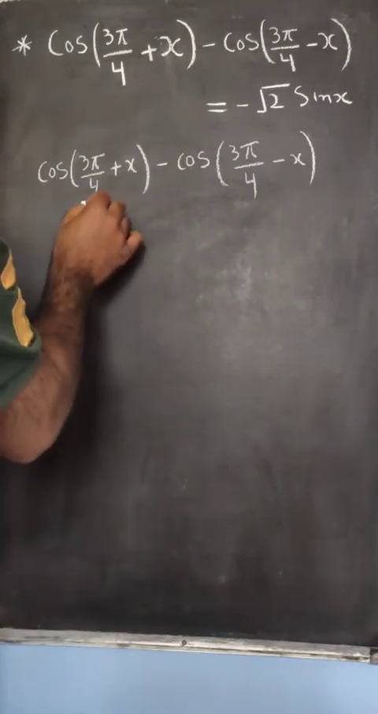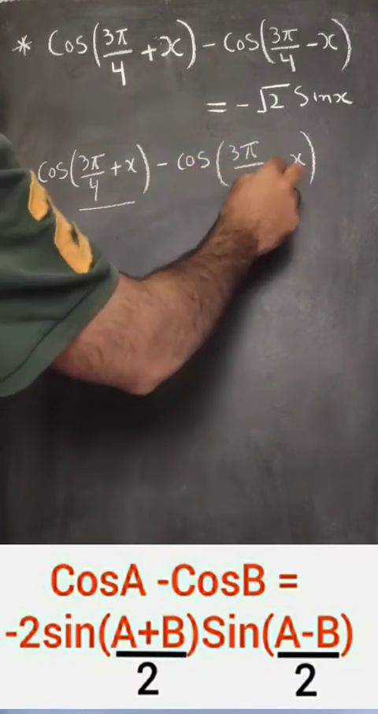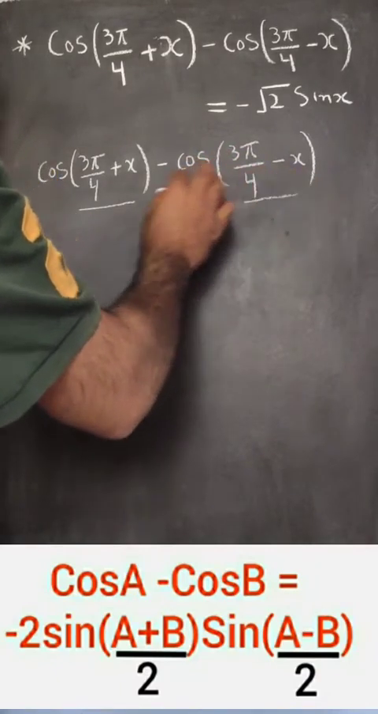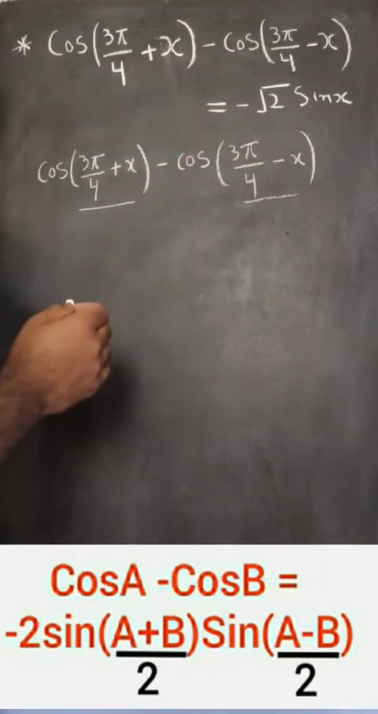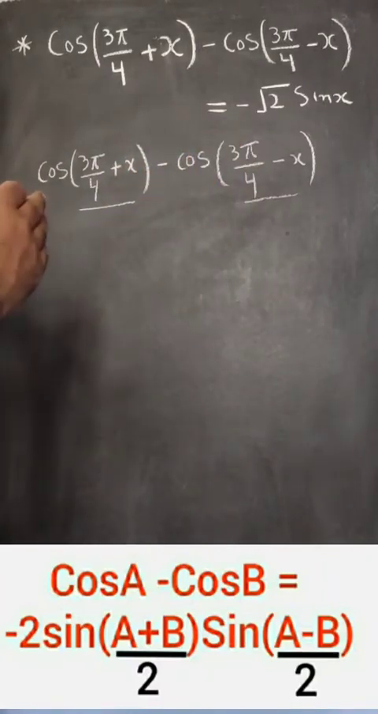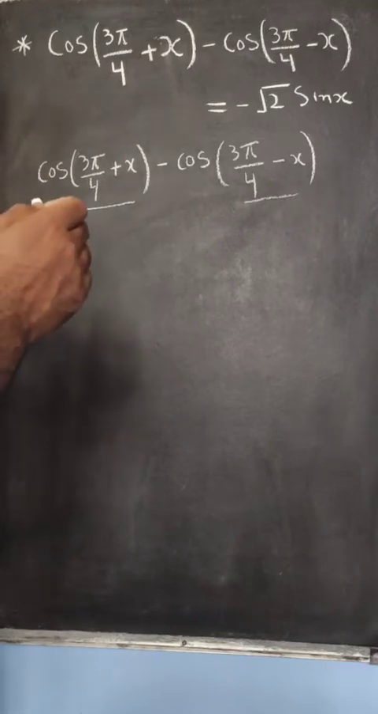Now if we treat 3 pi by 4 plus x as a and 3 pi by 4 minus x as b, then it is of the form cosine a minus cosine b. And we know that cosine a minus cosine b is equal to minus twice sine a plus b divided by 2 sine a minus b divided by 2.